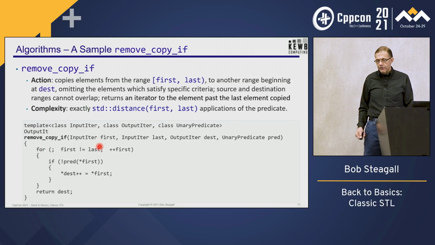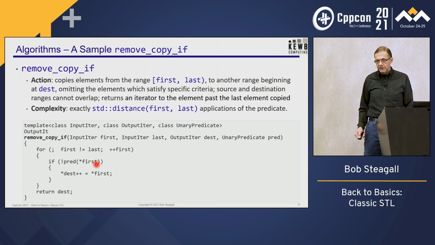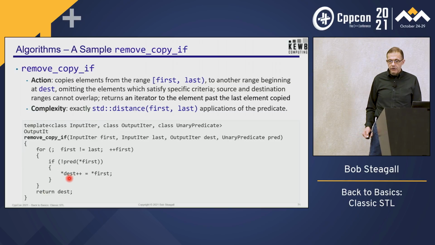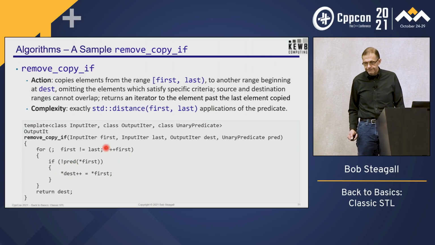So it's over this range of input from first to last. I'm going to copy things, except I'm going to remove stuff that I don't like, and I'm going to use this predicate. And so the loop is really simple and easy to understand. I'm iterating over the range. I'm looking at the elements to see if my predicate decides whether or not it belongs. And if my element doesn't meet the predicate, then I keep it. Otherwise, I skip it, right? It's very simple.